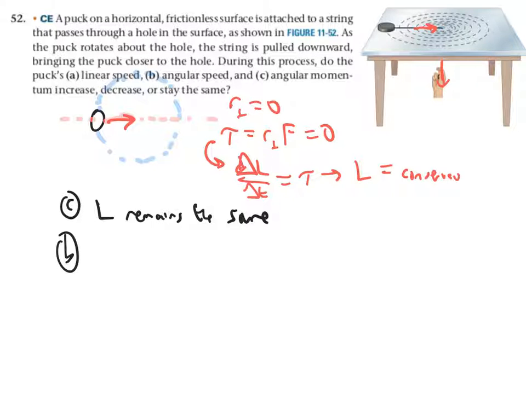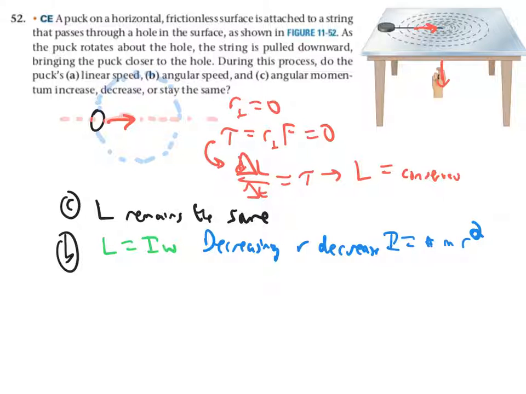But then for part B, we know that in general, L is I omega. Decreasing R, which is what we're doing here, decreases I, because I is some number times the mass times the radius squared. Since the mass doesn't change and the radius gets smaller, so does I. But decreasing I increases omega, since I omega is a constant. So we find that in part B, omega increases.